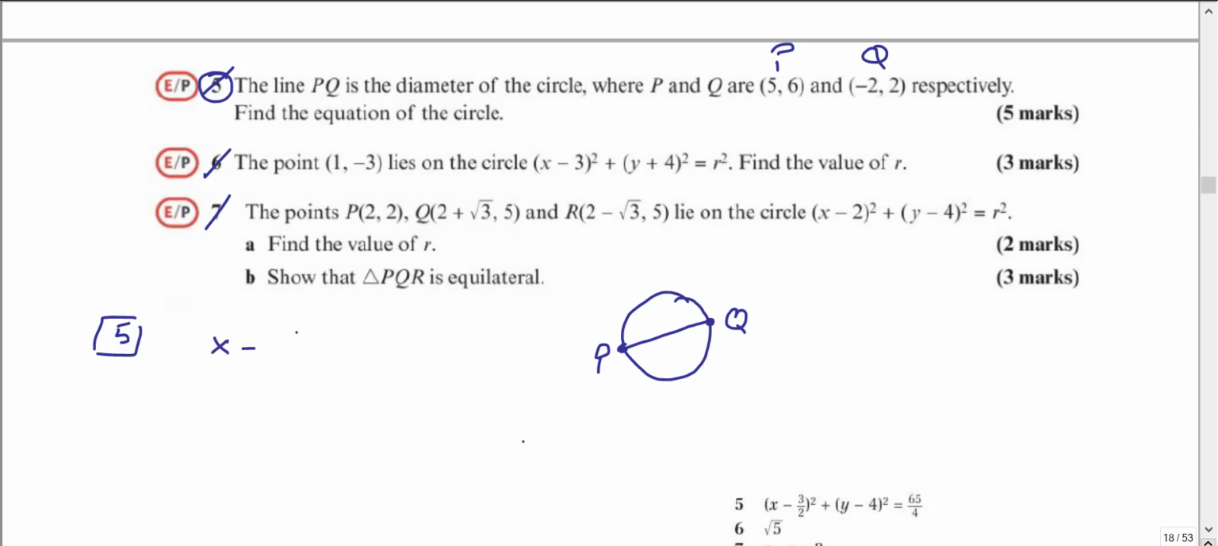The equation of the circle is x minus a all power 2 plus y minus b all power 2 equal r squared. Center is A, B, where radius is r. So you need to find the center and you need to find the radius. Let's start first with the center. How would you find the center? The center is the midpoint between the 2 points P and Q. So all you have to do to find the center, you need to find the midpoint M. How would you do that?